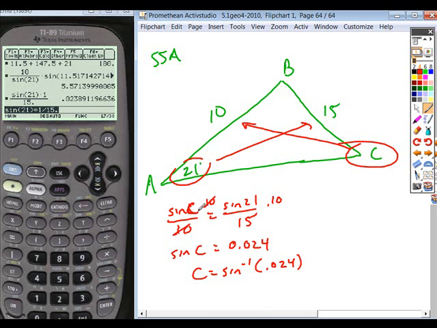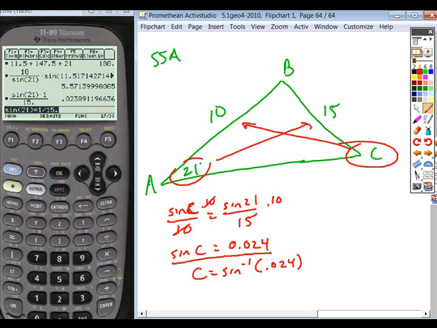So again, just review this. You set up your ratio. Sine of C over 10 is equal to the sine of 21 over 15. Multiply both sides by 10 to isolate. Why do you use the inverse sine? Anytime, because what you're told here in this step is that the sine ratio for angle C is 0.024. So if you want to know what angle C is, you take the inverse function of that. So it's kind of like saying if this had been cosine of C equals 0.024, you take the inverse cosine of that ratio to find what the angle measure is.